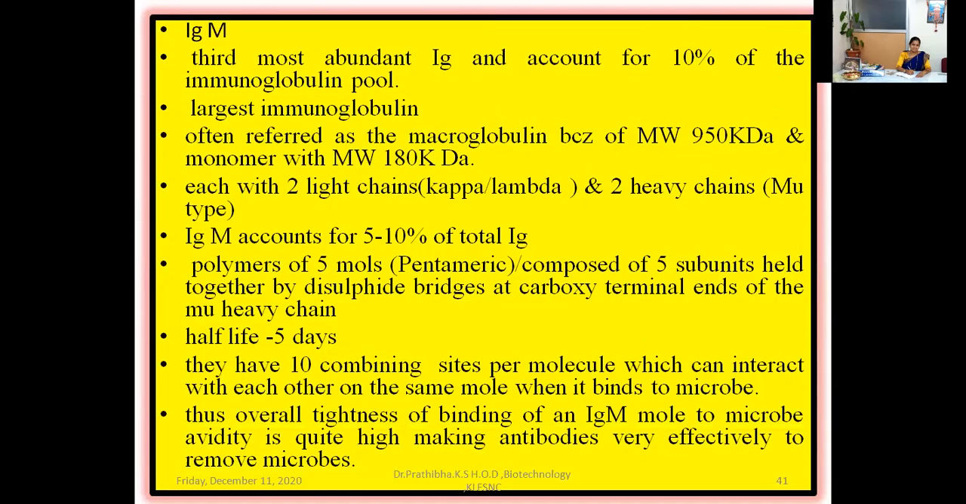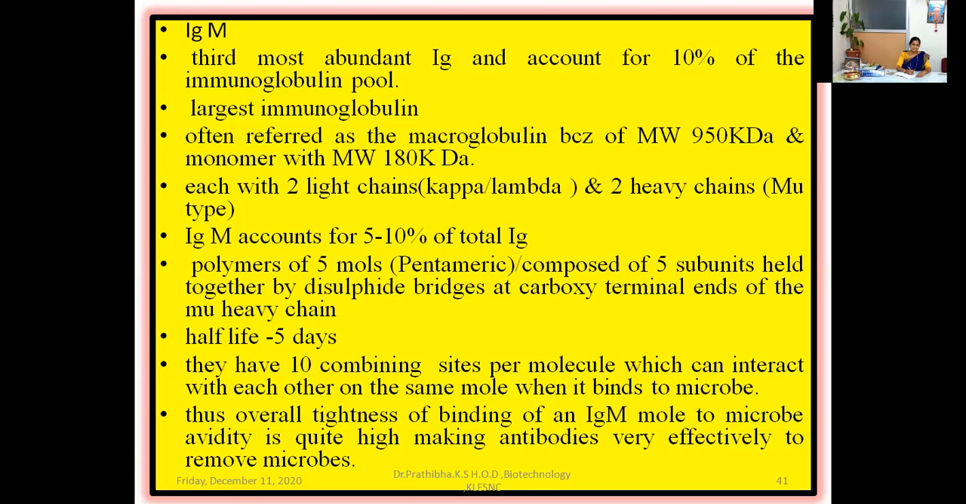It is often referred to as the macroglobulin because of its molecular weight of 950 kilodaltons, with a monomer molecular weight of 180 kilodaltons. Each immunoglobulin has two light chains, known as kappa or lambda, and two heavy chains which are of mu type. IgM accounts for 5 to 10% of the total immunoglobulin. In IgM you can see polymers of 5 molecules, that is pentameric, composed of 5 subunits held together by disulfide bridges at the carboxy terminal ends of the mu heavy chain.